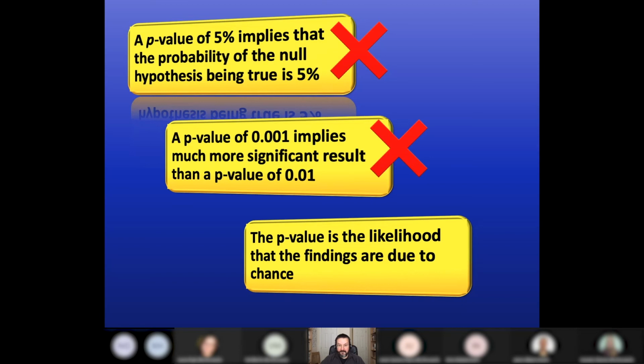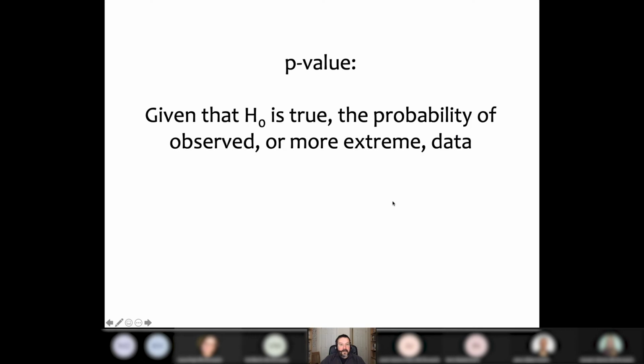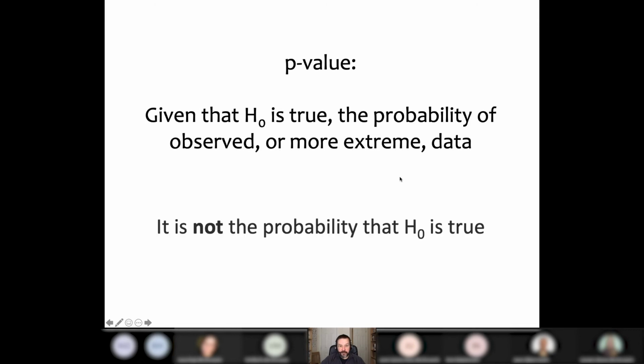You want to ask the audience? No. This is an incomplete sentence. P-value, given H0 is true, is the probability of finding this or more extreme result by chance. By skipping "given H0", we completely change the sense of this sentence. P-value, given that H0 is true, is the probability of observed or more extreme data. You know this definition already. It is not the probability that H0 is true.